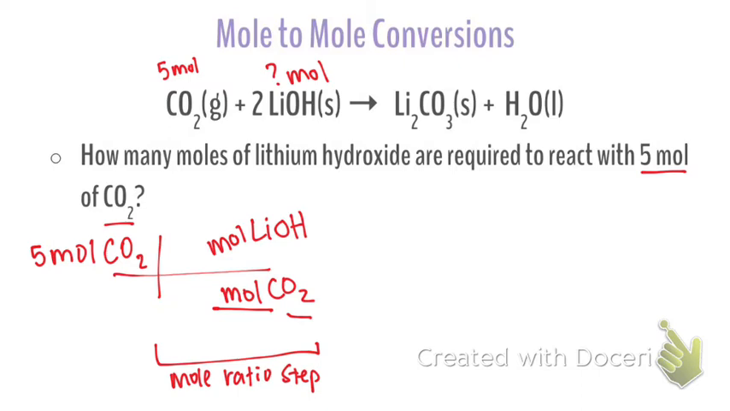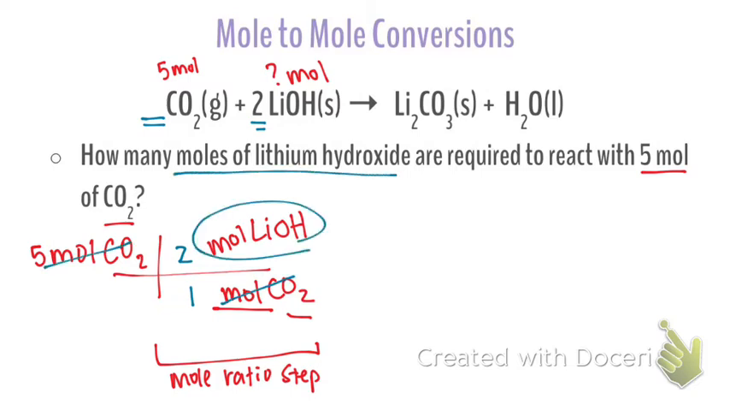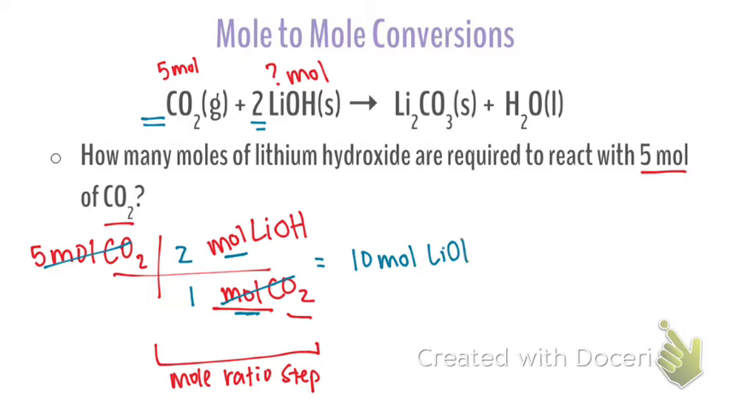And so we go to CO2 and we say, well, what coefficient sits with CO2? Just a 1, from the regular reaction. And for lithium hydroxide, what coefficient sits there? Okay, and that's my conversion, right? I've canceled moles of CO2. I'm left with moles of lithium hydroxide, which is exactly what I was searching for. The only time I can make the switch is if it is mole to mole, right? Mole ratio. So then I just do the math, and I say I need 10 moles of lithium hydroxide in order to react.